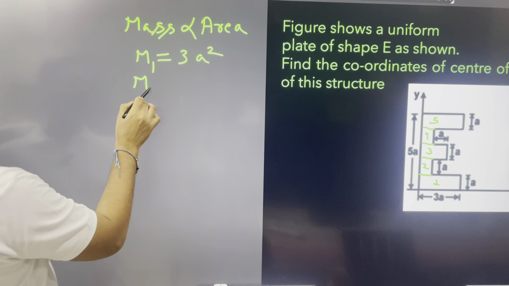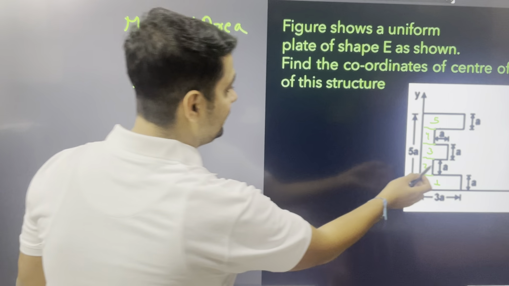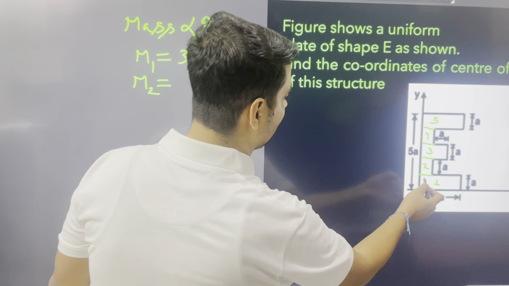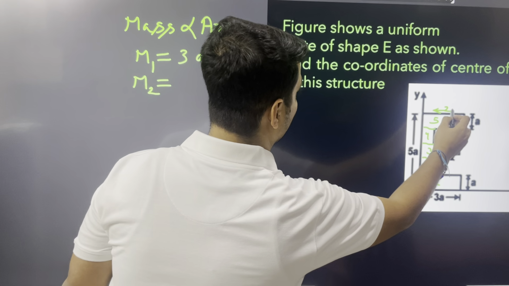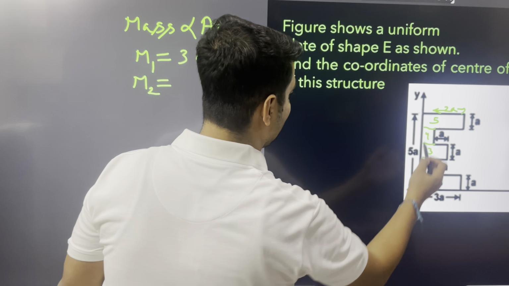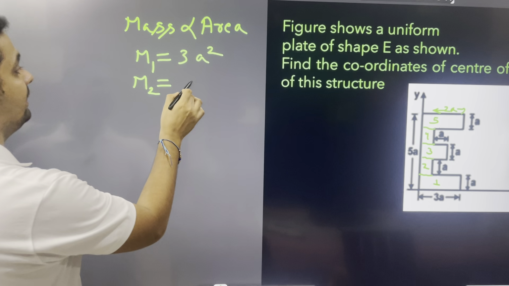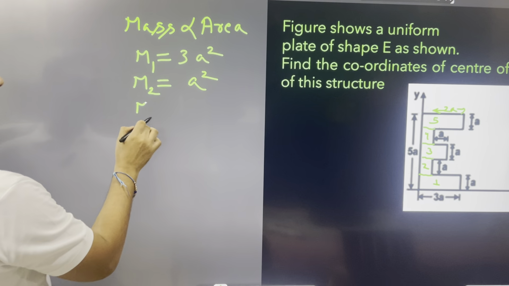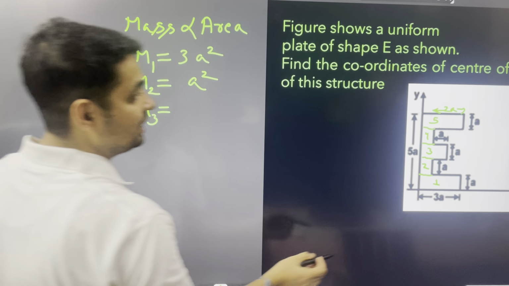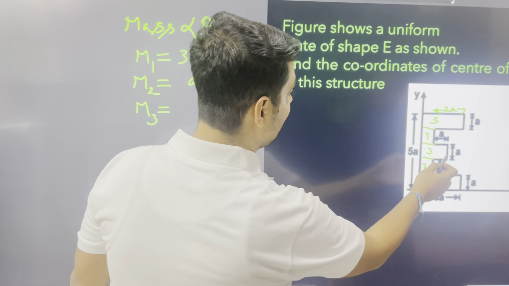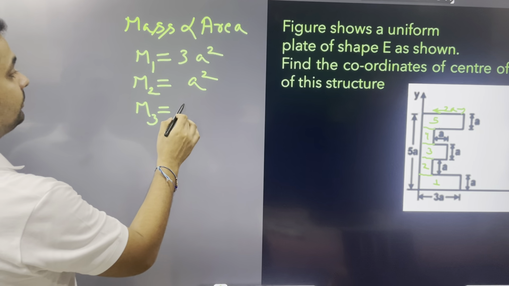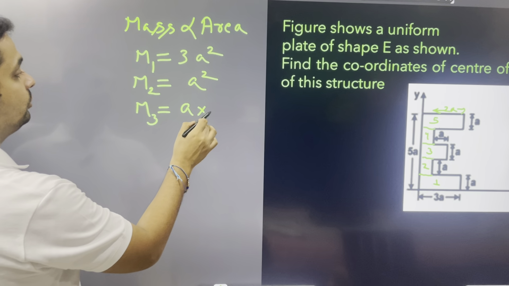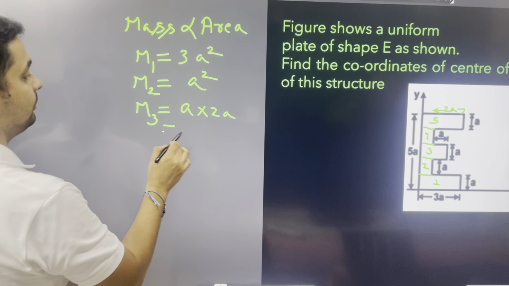Same way M2. What is M2? I can write a into this length, which is also a. This is 2a, and this length is a. So a into a is a square. Correct? What is M3? M3 is a into this one. This is 2a, so 2a into a, that is a into 2a, which is 2a square.